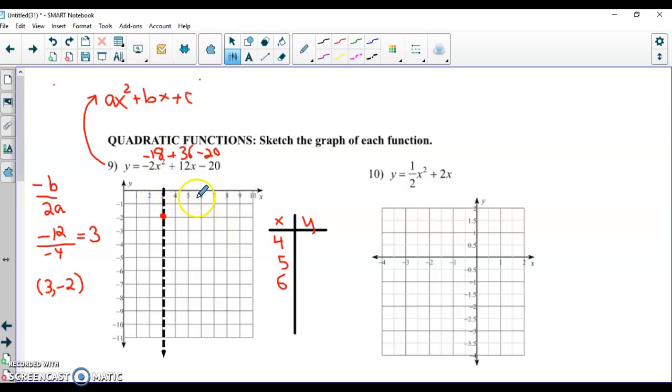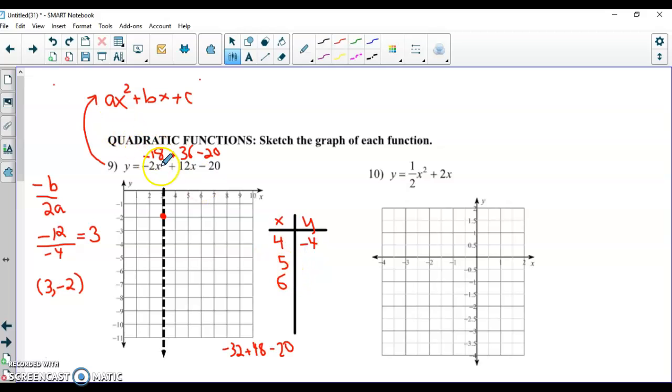Okay, so if I put a 4 in here, 4 squared is 16. That's a negative 32. Negative 32 plus 48. Let's write this down. Negative 32 plus 48, and then we'll do minus 20 for the last part. Negative 32 plus 48 is going to give us a positive 16. 16 minus 20 gives us negative 4.